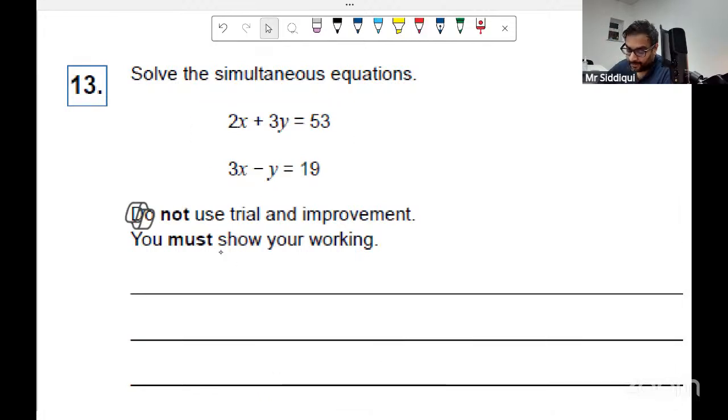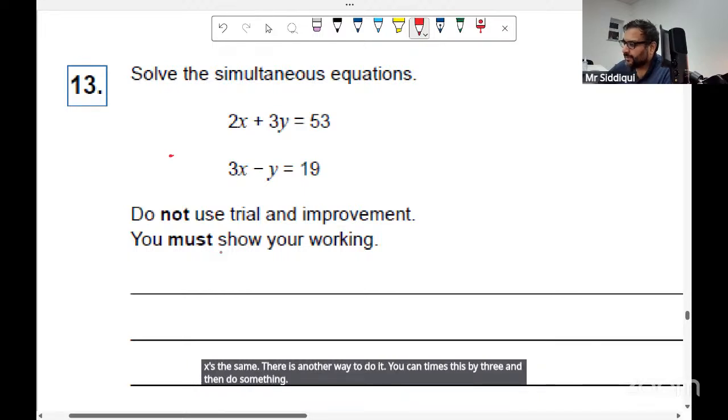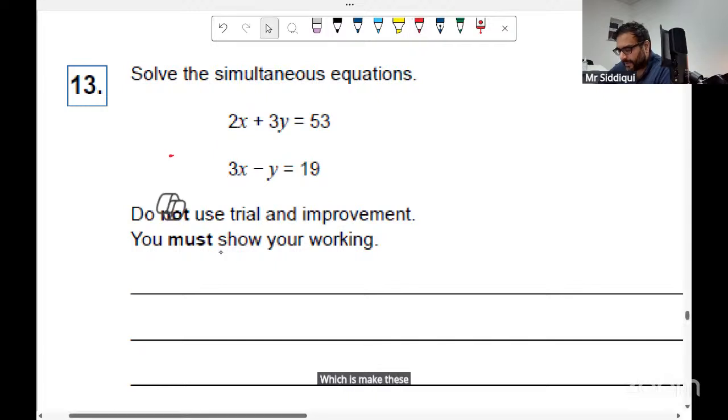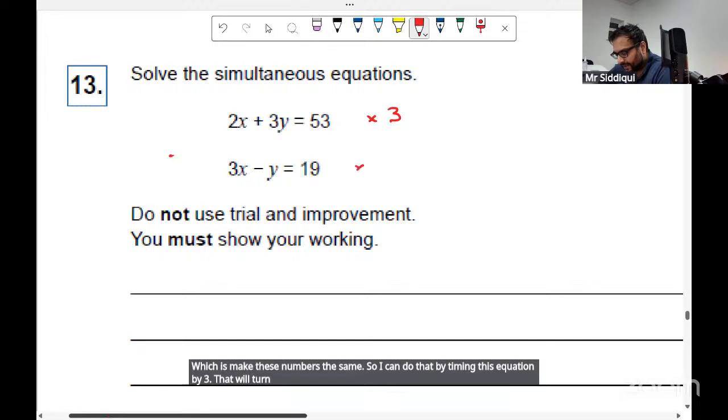Again, what I would do is I would make the x's the same. There is another way to do it. You can times this by 3 and then do something, but I'm just going to do what I think works every time, which is make these numbers the same. So I can do that by timesing this equation by 3, that will turn that to a 6, and timesing this equation by 2, that will also turn that to a 6.